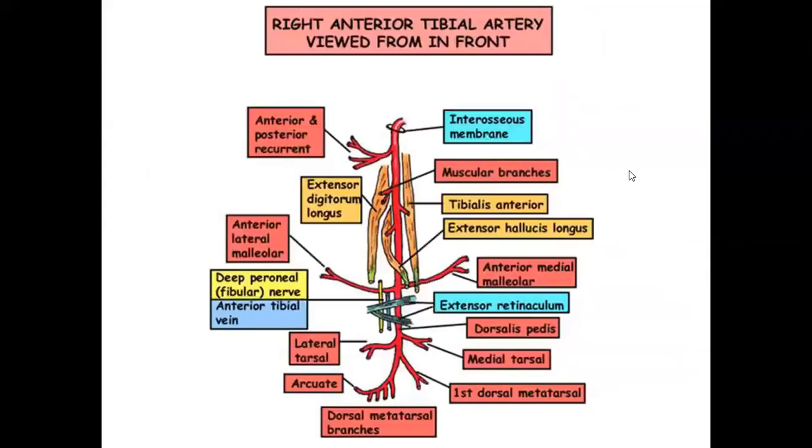Now, this is a diagram. You can see the right anterior tibial artery. This is the interosseous membrane. Before this, the artery was posterior; passing through the interosseous membrane, it comes anteriorly.